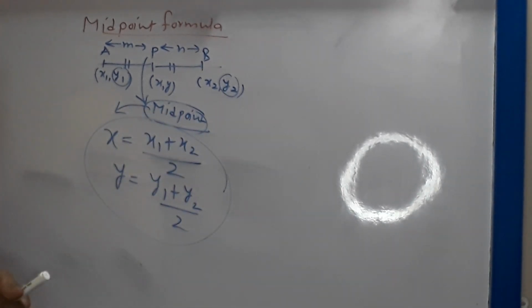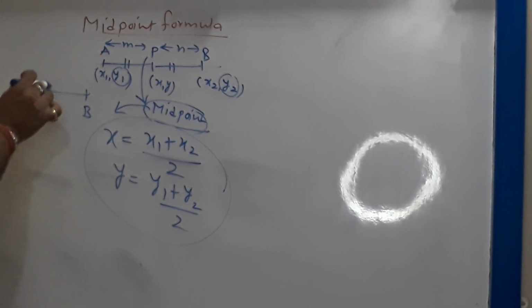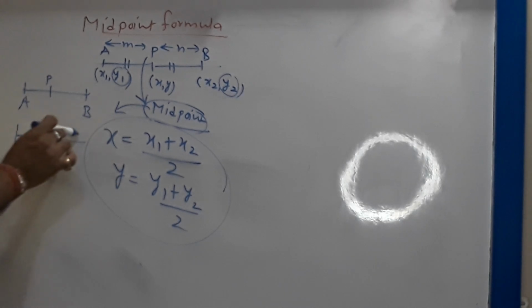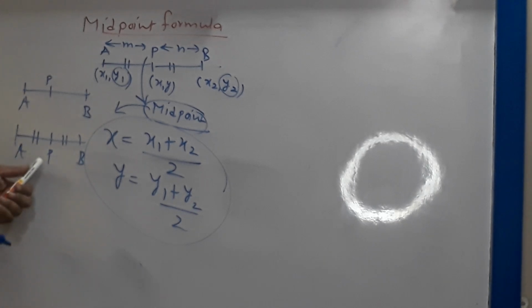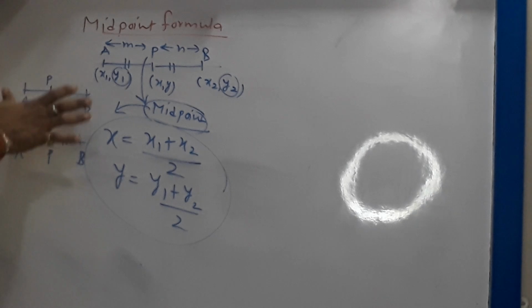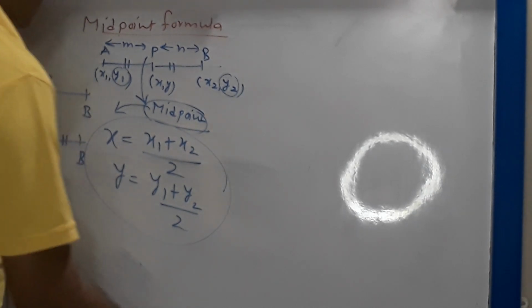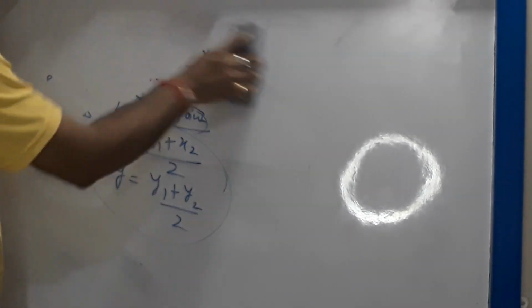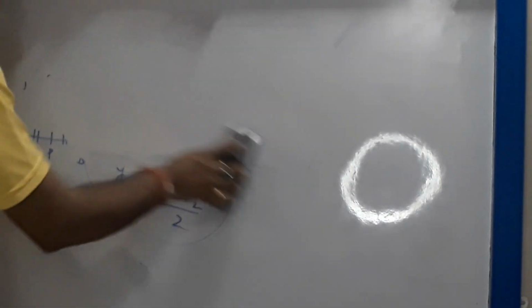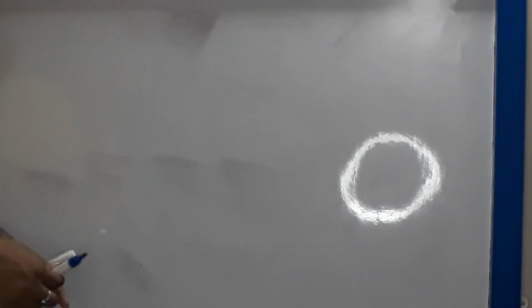So when do we apply the section formula? When P is anywhere between A and B, we apply the section formula. If P is the midpoint, meaning P is in the middle of AB and PA is equal to PB, then we apply the midpoint formula. If P divides AB equally, or P is the midpoint, then we apply the midpoint formula. Let us illustrate this with the help of examples. Things will be more clear.